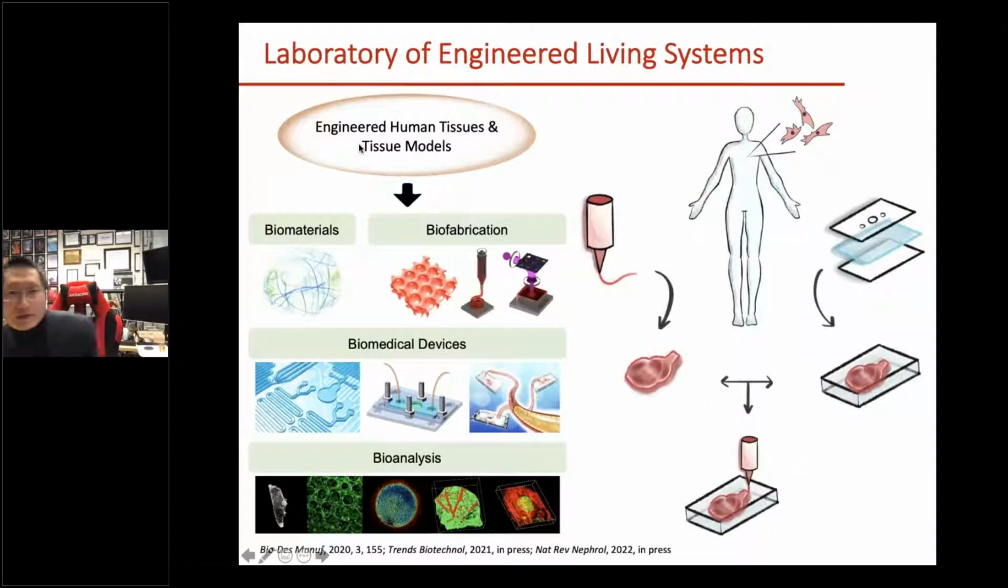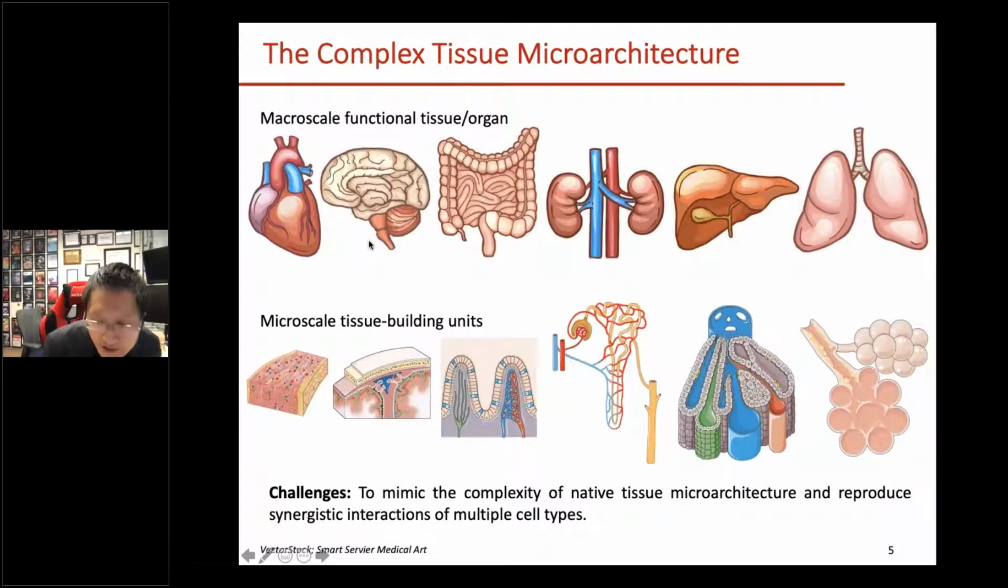So with all those in mind, we have been really trying to engineer various kinds of technologies, including biomaterials, all the way to biofabrication, primarily bioprinting, and down to biomedical devices like microfluidic chip devices, and also bioanalysis. One of the interesting things I've been trying to do is the combination of, for example, biofabrication like bioprinting with on-chip devices to allow really high content modeling of human tissue and disease models for different applications. So today I'm going to primarily talk about bioprinting for this application.